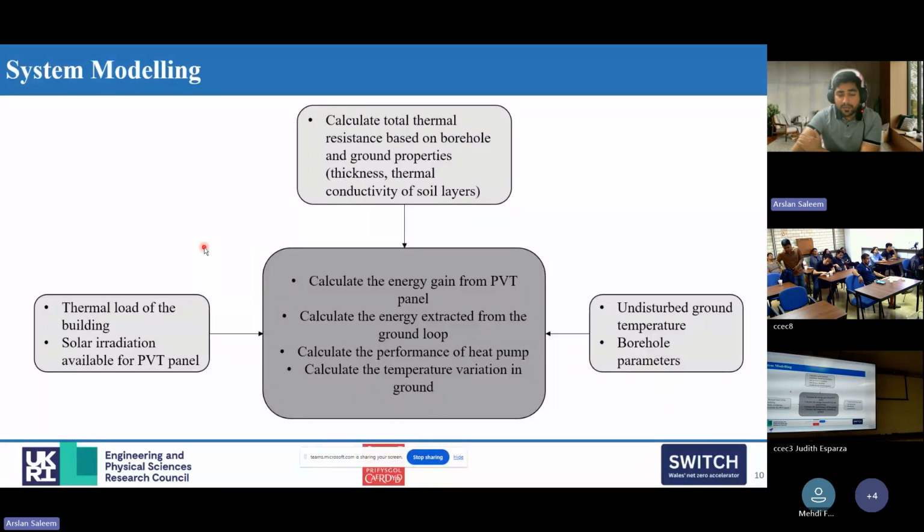Based on this information, the energy gain from the PVT panel was measured, and the heat energy extracted from the ground loop was calculated, and then the performance of the energy system, the heat pump itself, and the temperature variation in the ground were observed.